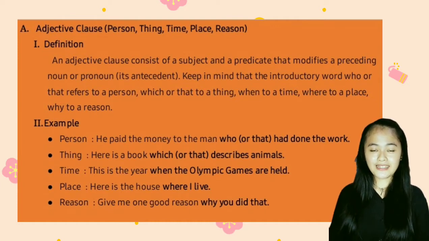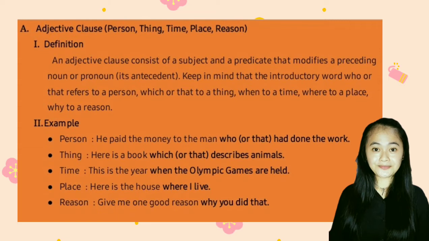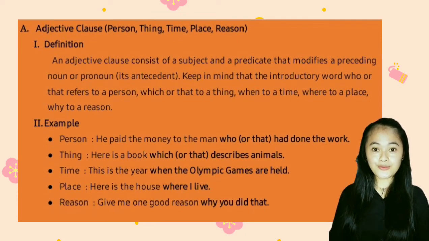Next, a place. The introductory word is where. For example, here is the house where I live. Here is the house is the main clause and where I live is the adjective clause. And the last, a reason. The introductory word is why. For example, give me one good reason why you did that. Give me one good reason is the main clause and why you did that is the adjective clause.